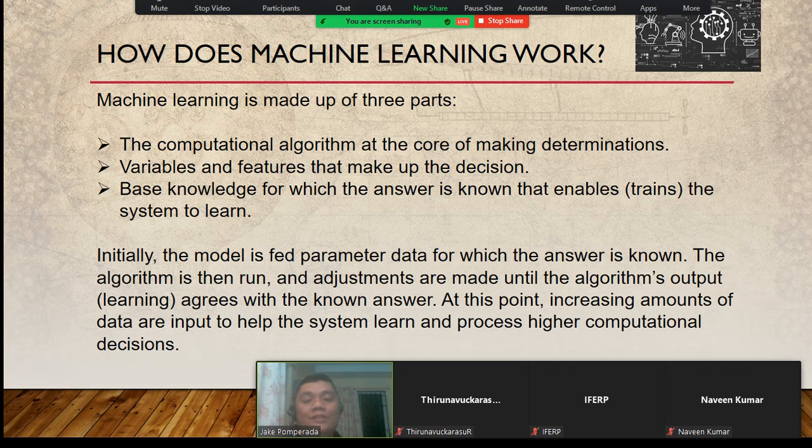Initially, the model is fed parameter data for which the answer is known. The algorithm is then run and adjustments are made until the algorithm's output agrees with the known answer. At this point, increasing amounts of data are input to help the system learn and process higher computational decisions.